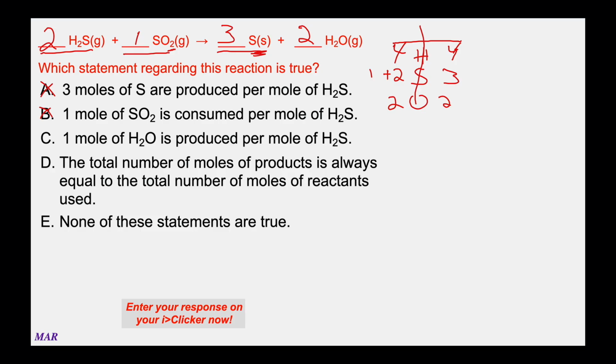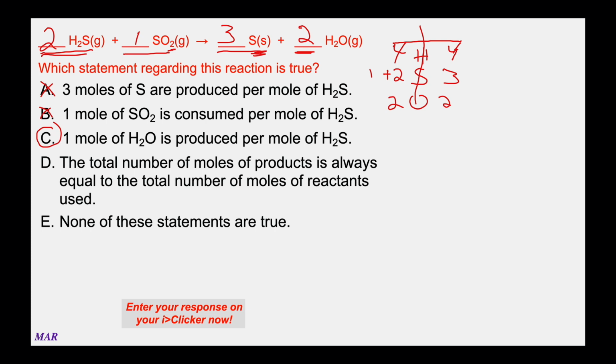Then it says that a mole of water is produced per mole of H2S. Now initially, from the balanced reaction, it looks like it would be 2 waters for every 2 H2S, all right? But if you reduce that down to a common denominator, i.e. divide both of the 2's by 2, you're going to see that that one is right. 1 mole of water is produced per mole of H2S. So 2 moles of H2S could create 2 moles of water, and 3 moles of H2S would create 3 moles of water, etc., etc. But before we do that, let's look at the other ones here.